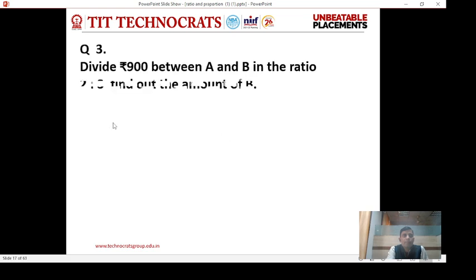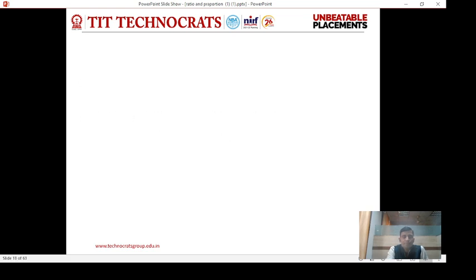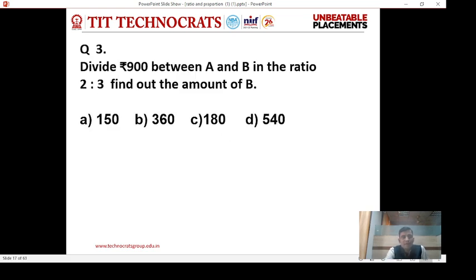Next. Rupees 900 is divided between A and B in the ratio 2:3. Find out the amount of B. Okay guys. So 2 and 3, total ratio 5. 5 is equal to 900. So 1 is equal to 180. Okay guys. 180 into 3. So the option will be D, 540.